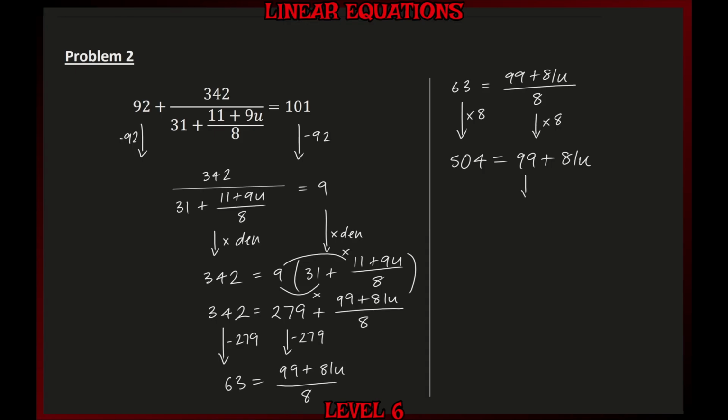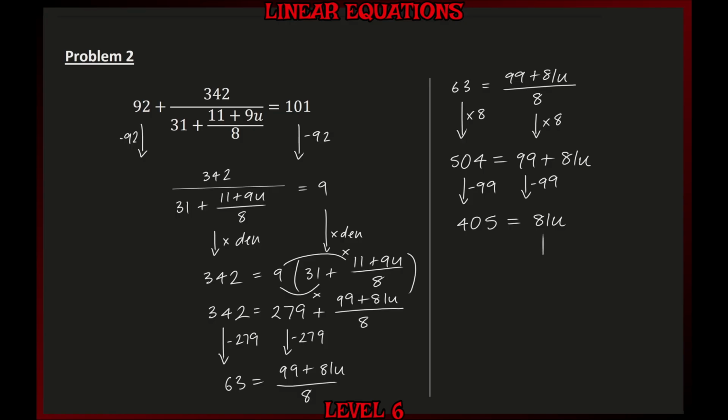On the right, we'd now like to remove the 99, so we can subtract 99 from both sides of the equation. And on the left, 504 minus 99 gives us 405. And on the right, the 99 and the minus 99 cancel out, so we're just left with 81u.